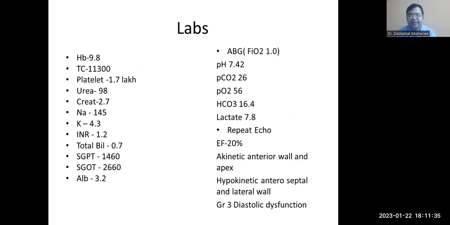We did a repeat echo. It showed that the ejection fraction had come down to 90%. The anterior wall, which was hypokinetic previously, had become akinetic. There was new onset hypokinesia in the anteroseptal and the lateral wall, and there was grade 3 diastolic dysfunction.